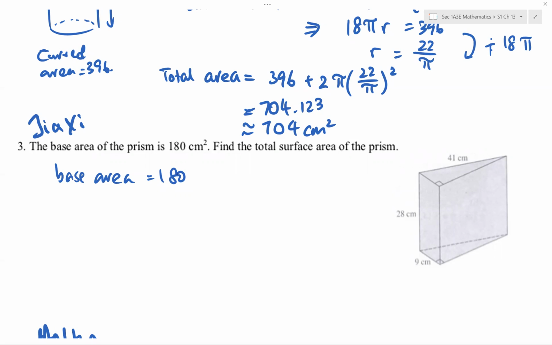Okay, let me indicate all the unknown distances. This is 9, 28, 28. This is 41. So we are left with only one unknown. Let's call it x. Are you saying that x is equal to 180 divided by 9? Are you trying to find x? Yes? Trying to find x.